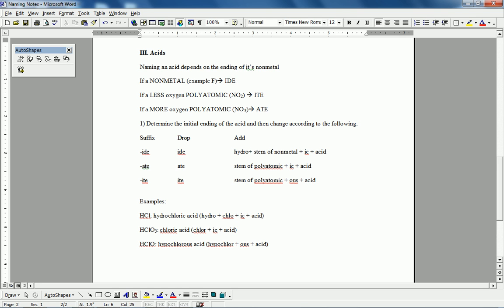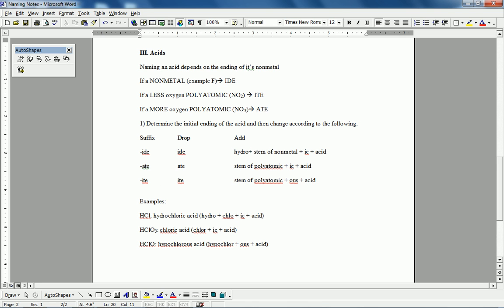if an element or nonmetal is all by itself, it will always be an ide. That would be a fluoride ion. If you have a polyatomic that has the lesser oxygens, it's called the ite ending, like nitrite. And if it has more oxygens, it's the ate version, or nitrate. The reason why this is important is because based on the endings is how we're going to name this particular acid. We will first determine what the suffix is, and then drop it in favor of something else. So for the suffix ide we drop the ide, for the suffix ate we drop the ate, for the suffix ite we drop the ite, and in turn we'll add something else.